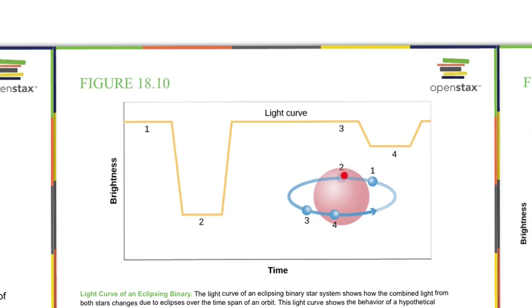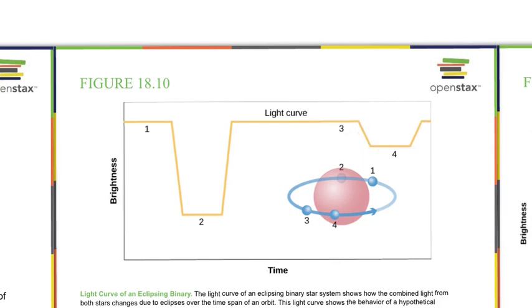Then as the blue star comes out the other side, once again, we're back up to here. We're kind of in position 3. And then as we go into position 4, now you can still see most of the red star, but some of its brightness is covered by the blue star. And yet we see the brightness of the blue star. And so it only drops a little bit there.